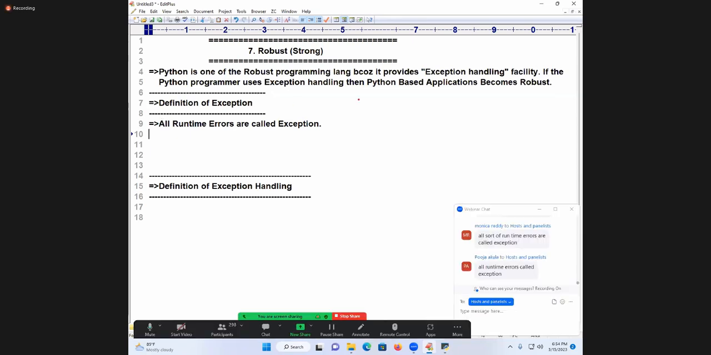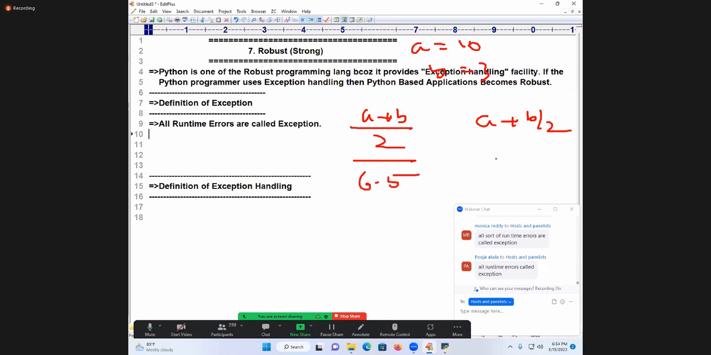You see, a plus b by 2, a plus b by 2. There is a lot of difference there or not? Here the result is different. A is equal to 10, b is equal to 3. If I write here, you will get 6.5. If you write here, you will get 11.5. By thinking, these values are given. They asked you to calculate a plus b by 2. By mistake, he has written this answer.